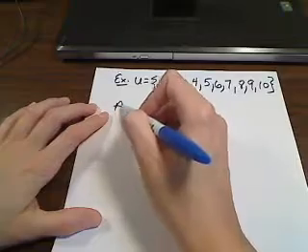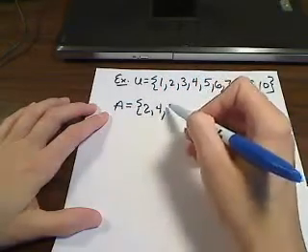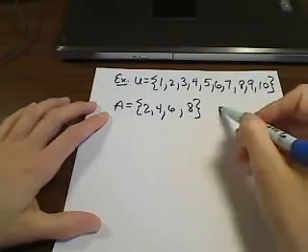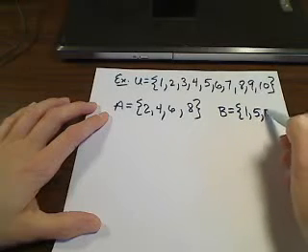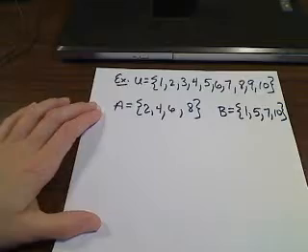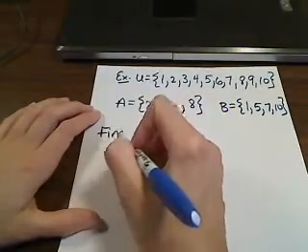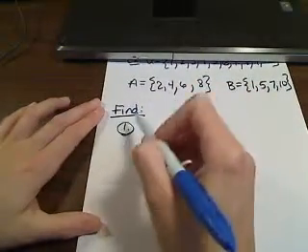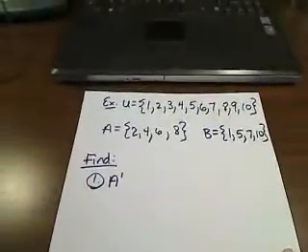And I'm going to go ahead and let set A be the set that has the elements 2, 4, 6, and 8. And I'm going to let set B be the set that has the elements 1, 5, 7, and 10. Okay, so what I want to do first is find A complement here.